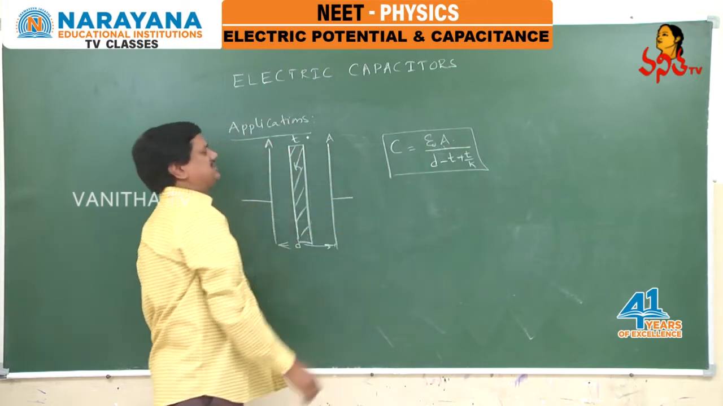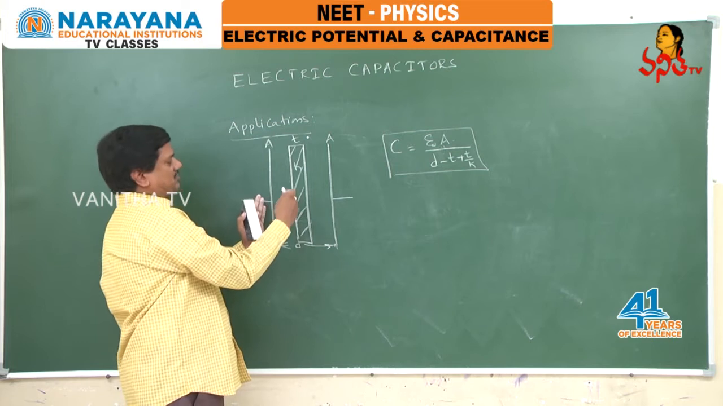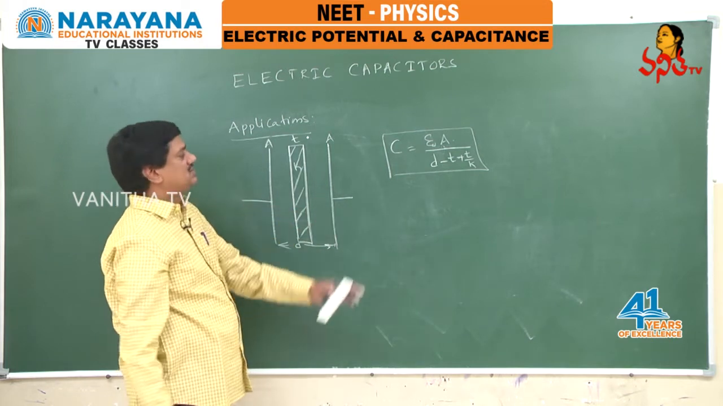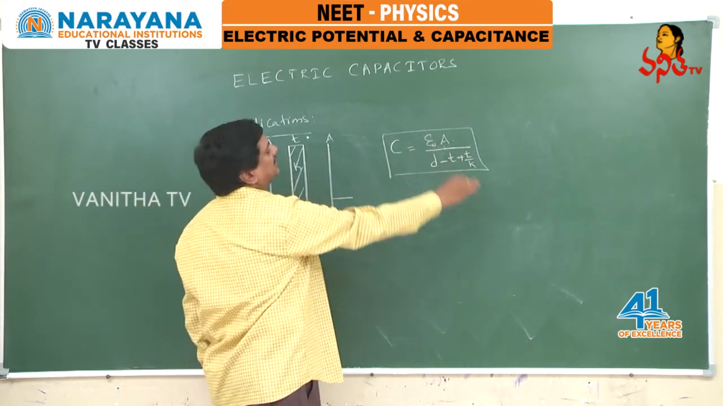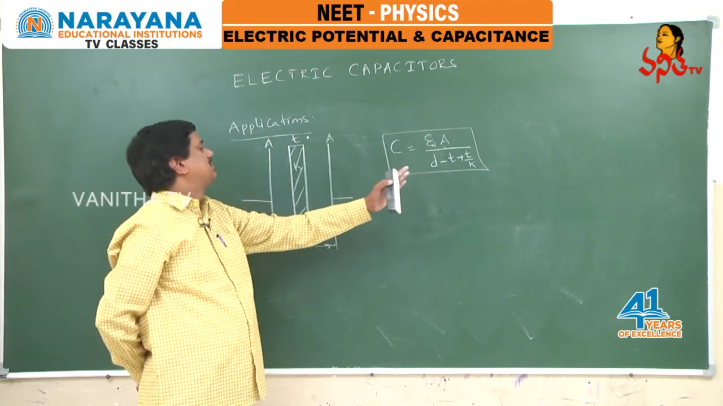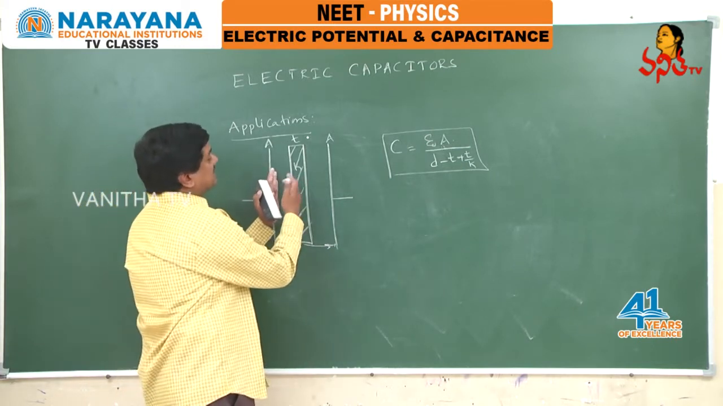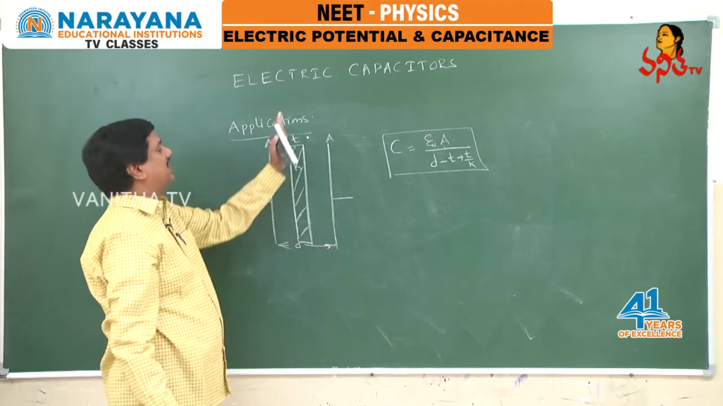Of course, we can derive this equation by taking three capacitors: first capacitor, second capacitor and third capacitor. Of course, not necessary. So directly we can remember this formula like this: epsilon naught A by d minus t plus t by k. Remember one point: it depends upon the position of the dielectric slab.